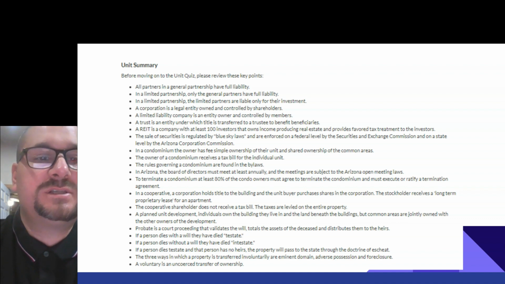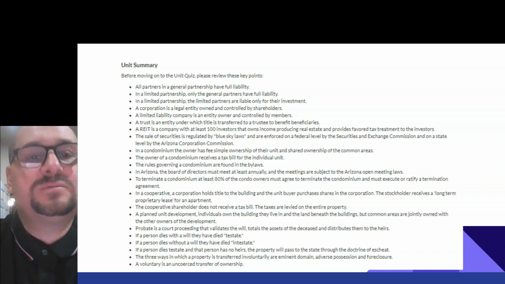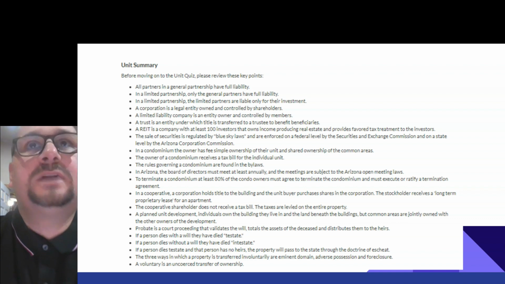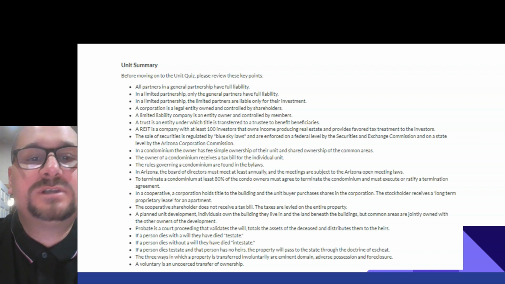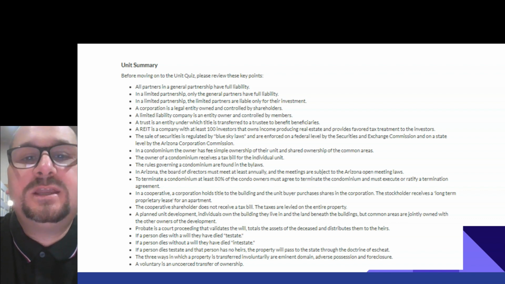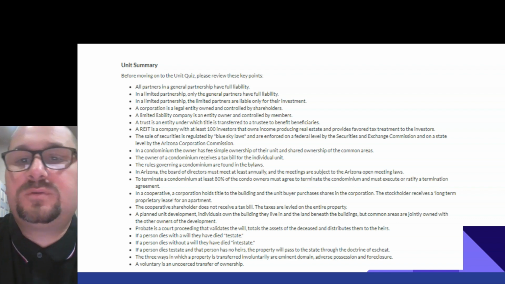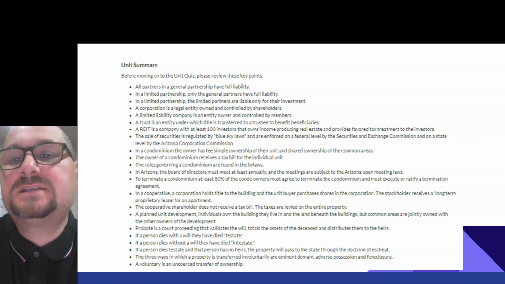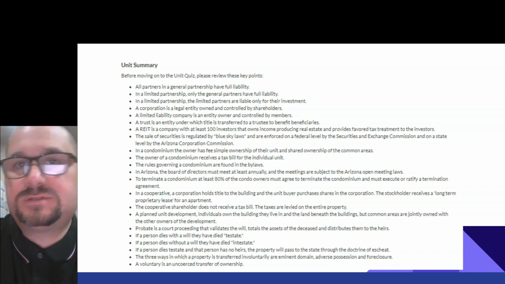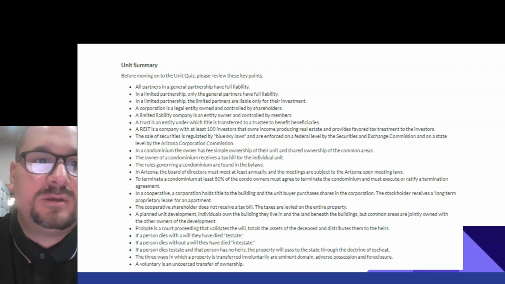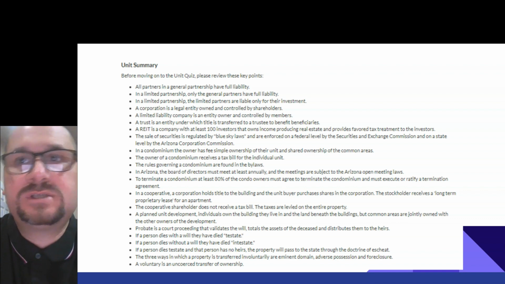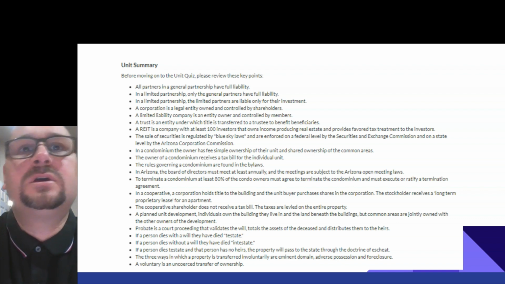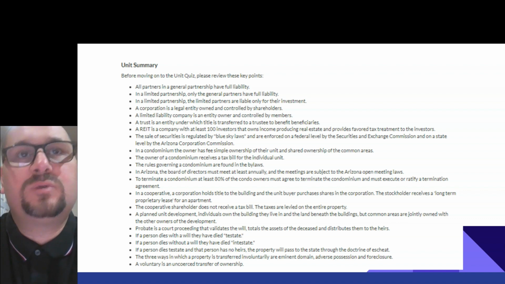A REIT, real estate investment trust, is a company with at least 100 investors. So if you have a minimum of 100 investors, you're going to be looking at a REIT. A REIT is a company with at least 100 investors that owns income-producing real estate and provides favored tax treatment to the investors. So you'll see big-time investors try to pool a lot of people together, over 100 investors, and then we will refer to it as a REIT.